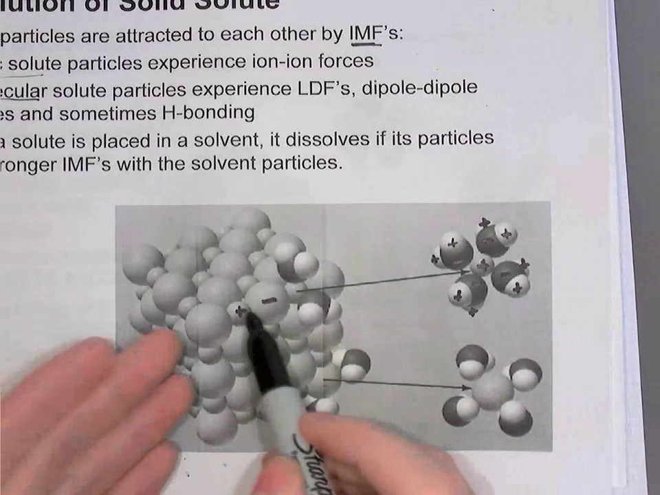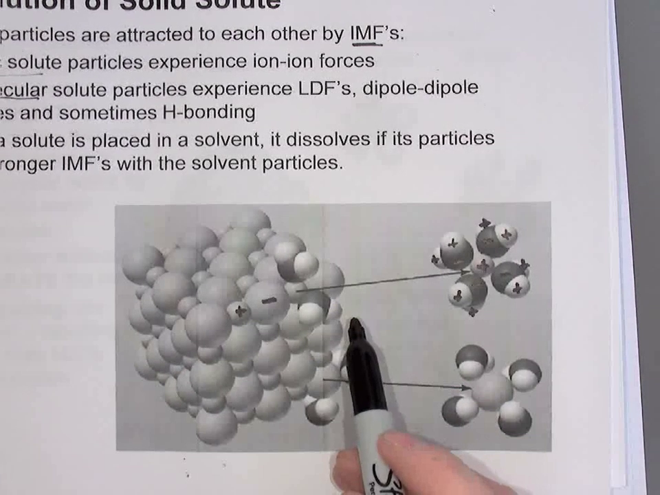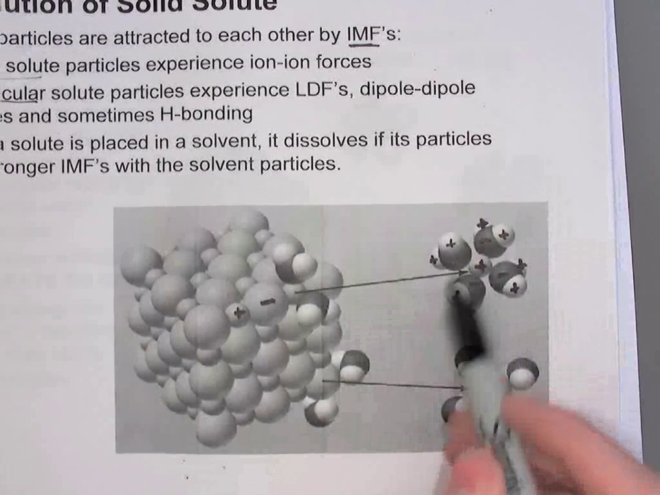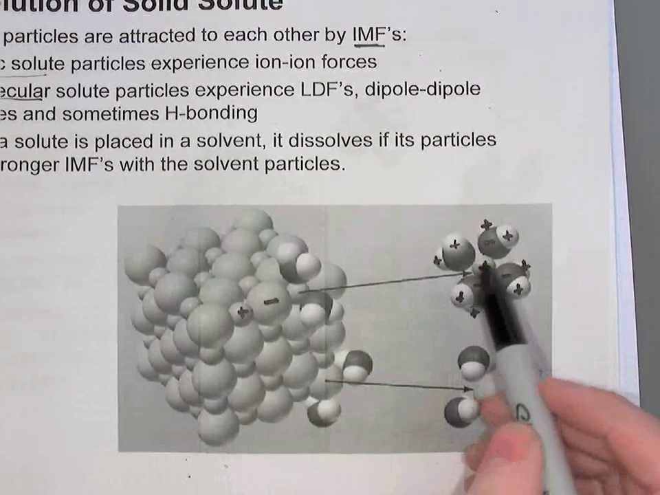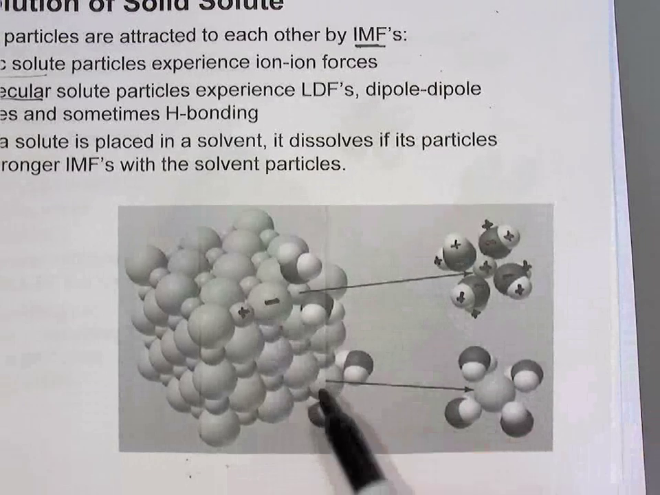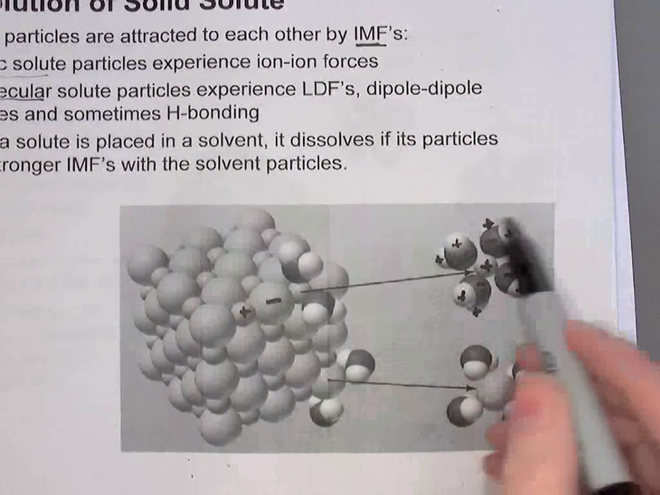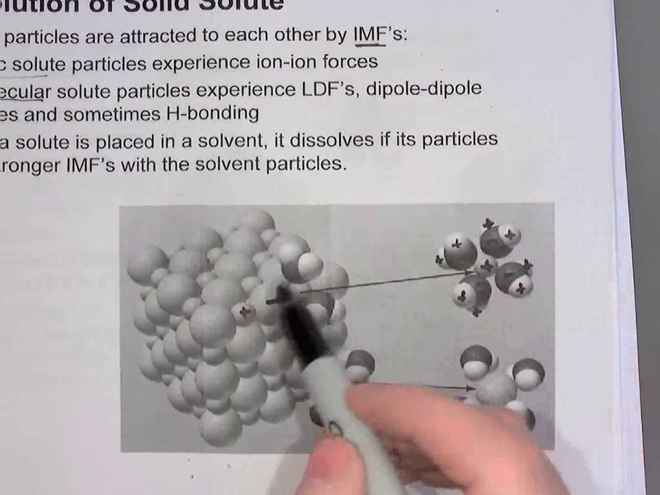So they were attracted to each other by ion-ion forces, but now the water particles are also attracted because water is polar, so the negative parts of water are attracted to the positive ions, and the positive parts of water are attracted to the negative ions in that crystal.